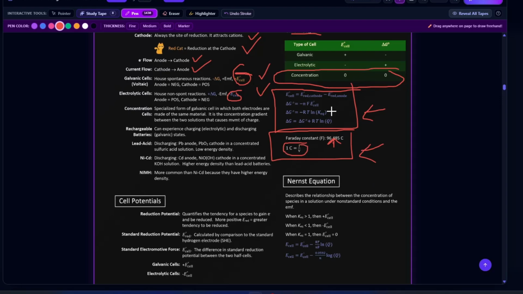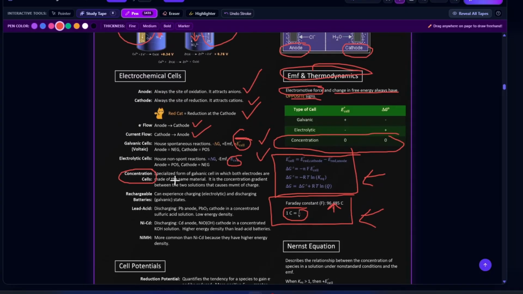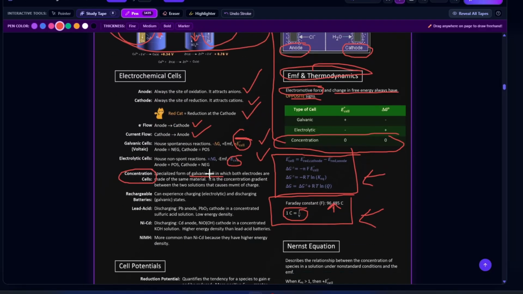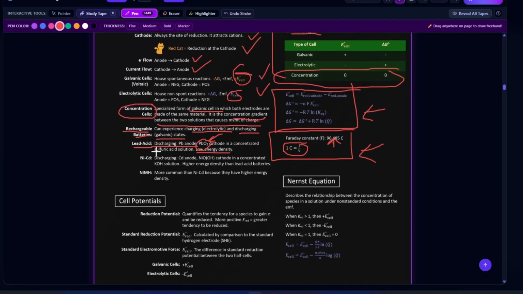Then we have concentration cells, which are a specialized form of the galvanic cell. So this concentration cell is a specialized form of this galvanic cell, with a concentration gradient between two solutions that causes movement of charge. Rechargeable batteries can experience charging, an electrolytic state, and discharging, a galvanic state. Lead acid discharging: lead anode, lead oxide cathode, in concentrated sulfuric acid solution, low energy density. So you have to just memorize that.